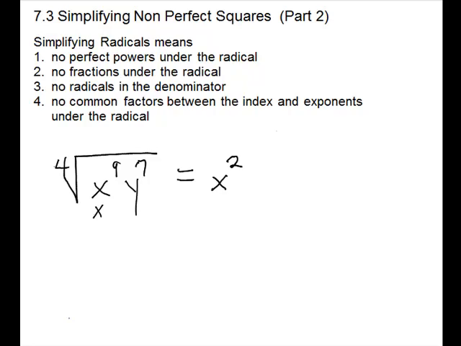For the y's, 4 will go into 7. It will go 1 time. And then we will have 3 left over. So 1 going outside, 3 left going on the inside. Now we'll put it back together. It is a fourth root. We have an x left, and we have 3 y's.